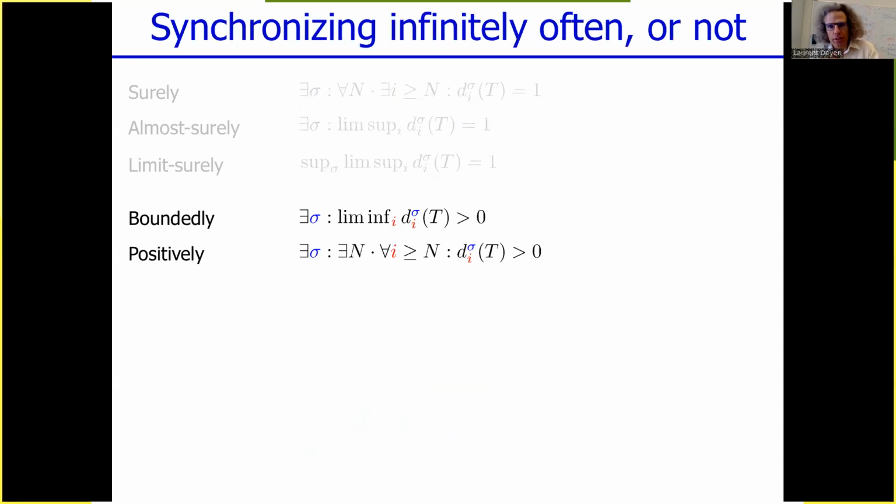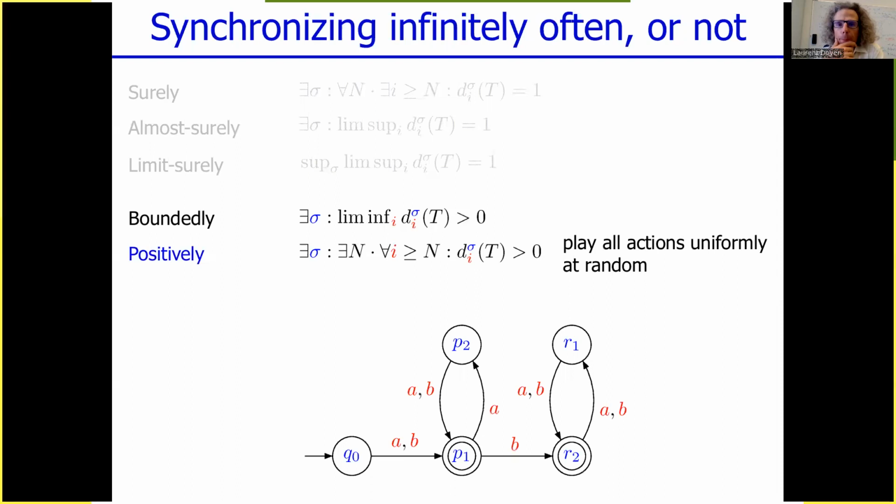Now, to illustrate the interesting properties of these winning modes, I will consider the lim inf, which is the dual of the lim sup. And so it requires that there exists a strategy such that the lim inf is greater than 0, or there exists a strategy such that from some point on, there is always some probability in T. So this is always from some point on synchronizing. So for positive winning, this is relatively simple.